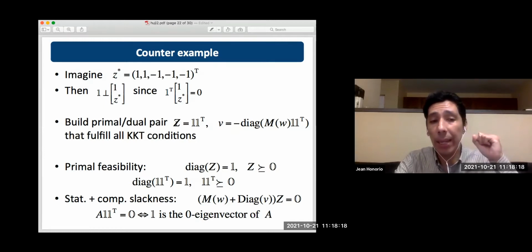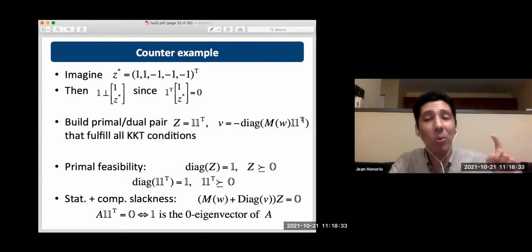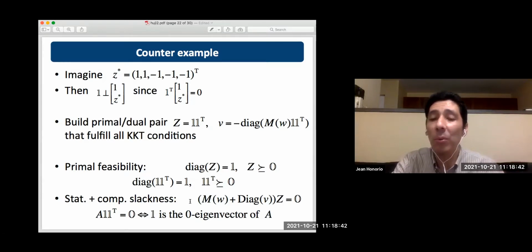Now imagine I take the capital Z matrix of the algorithm to be 1 1 transpose, a vector of 1s times vector of 1 transpose. I can set the nu equal to the diagonal of MW 1 1 transpose, and everything that I told you so far will be true. So primal feasibility will be fulfilled. The stationarity plus complementary slackness will be fulfilled. So this will be equal to 0. And the same things that I told you about the 0 eigenvector will hold. So that means that not only what I told you before will be an optimal solution, a vector of all 1s will also be an optimal solution. So we don't have the uniqueness, right?